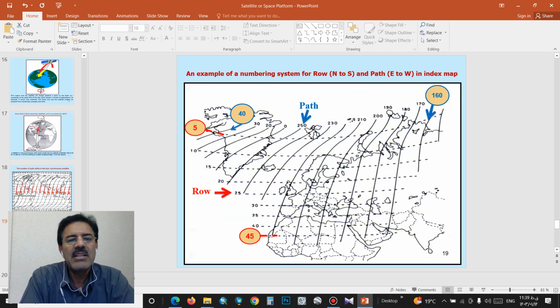And this slide, an example of a numbering system for row, north to south, and pass, east to west, in an index map. For example, 160, 170, 180 are showing pass, and 5, 10, 15, 20, 25 are showing row.